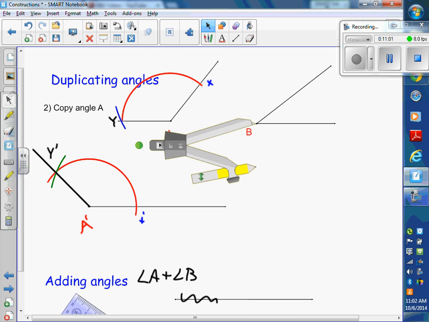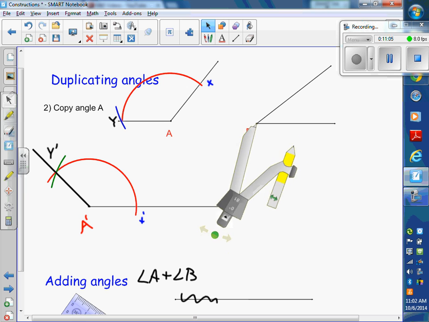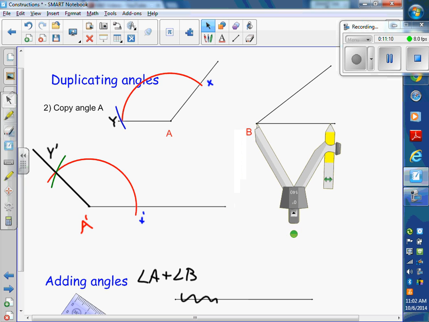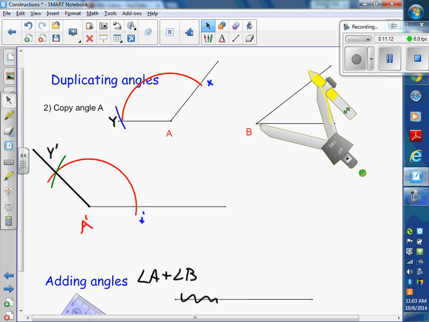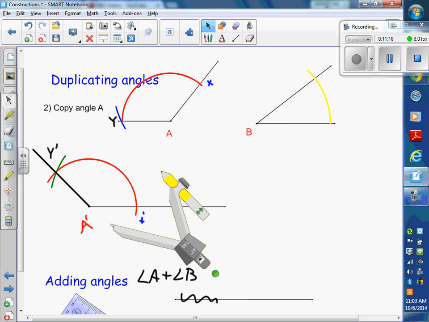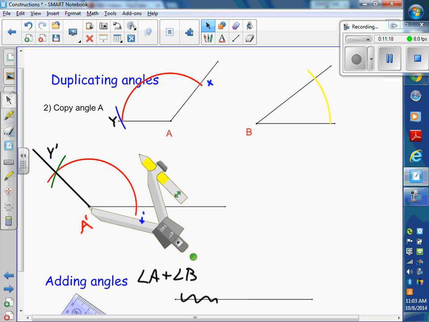So to copy angle B, I just do the same thing. I want to make a nice big arc so I have less error. And then I'm going to copy it adjacent to angle A. So really, an even smarter idea is if I use that same red arc.